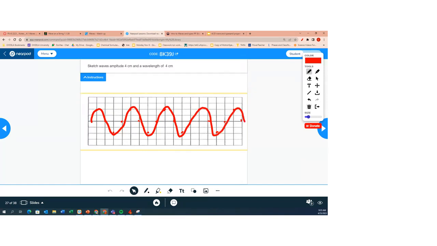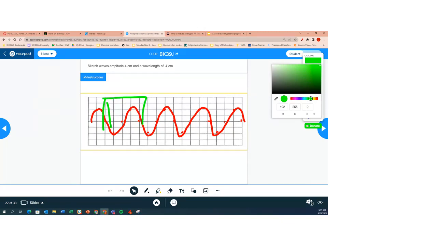Okay, so if we were measuring wavelength, we could measure wavelength from here to here. 1, 2, 3, 4. So this is 4 centimeters. We're using centimeters. For measuring the amplitude, it's just the height from the rest, and that's 2 centimeters.